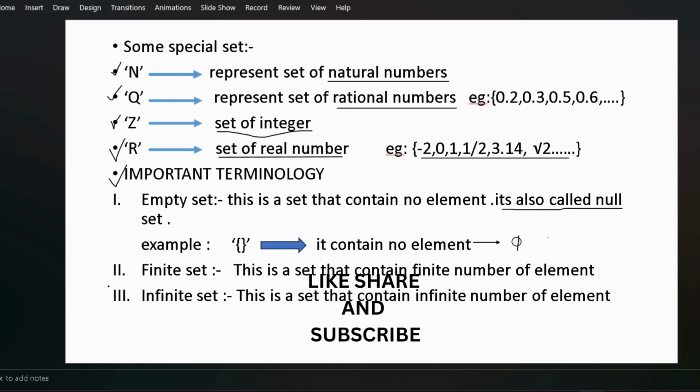This is a set that contains an infinite number of elements. Infinite means there is no end. No end is here. Clear?